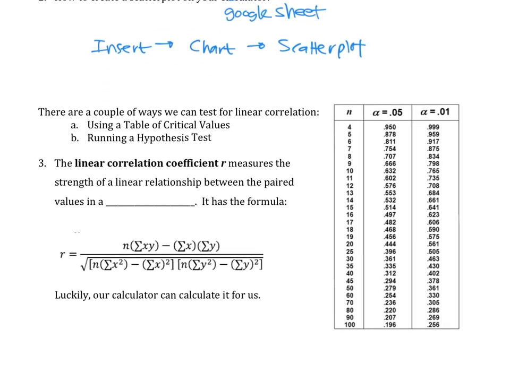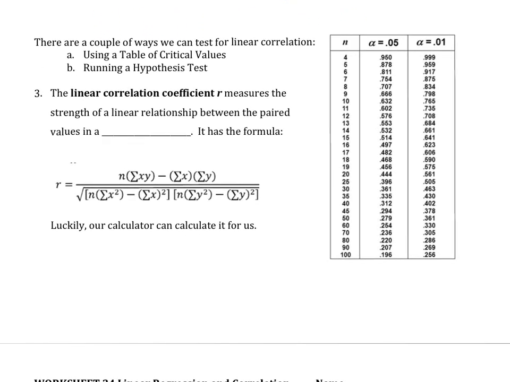All right, let's look at the next part here. The linear correlation coefficient r measures the strength of the linear relationship between the paired values. In real life, instead of looking at the graph to see if the points form a straight line, what we're going to do is calculate this number r to see if there's a linear correlation. This number is called the linear correlation coefficient. Then we're going to compare that number to the critical value to see if two variables are correlated or not.